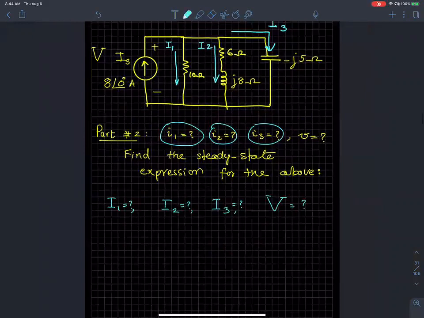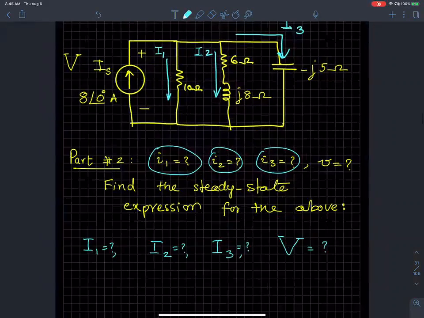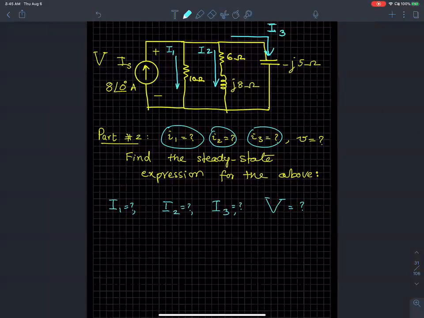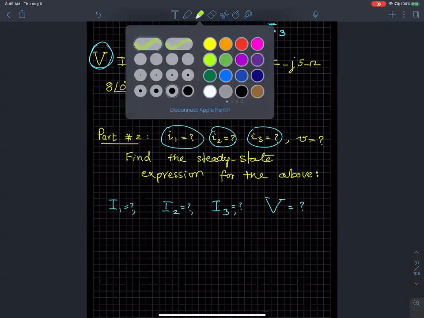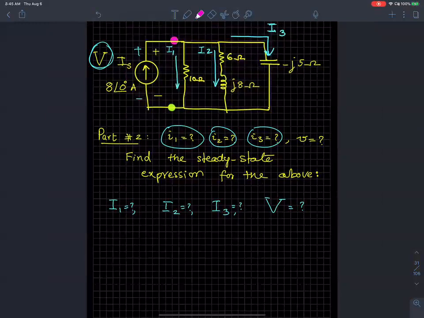So let's try to find the value here. I know for a fact that we need to find the value of I1, I2, I3, and V, which is right here, the voltage across these two terminals. If I want to find the voltage across those two terminals, these are all in parallel. So if I find the voltage across these terminals, that's going to be the same across all three branches. There are three branches, right? See, 1, 2, and 3.